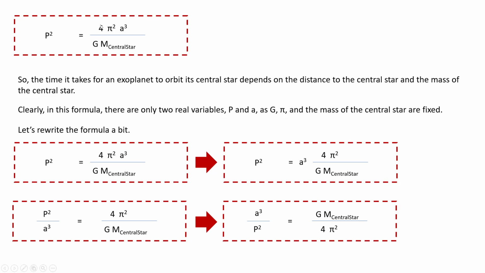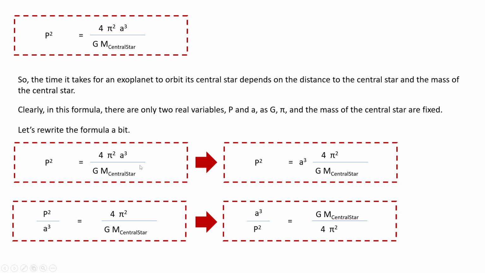I mean, 4 is a constant, will never change. Pi squared is a constant, will never change. The gravitational constant is a constant that will never change. And even the mass of the central star typically doesn't really change. So the only two real variables here are the period and the distance. Okay, so let's start to rewrite a little bit.